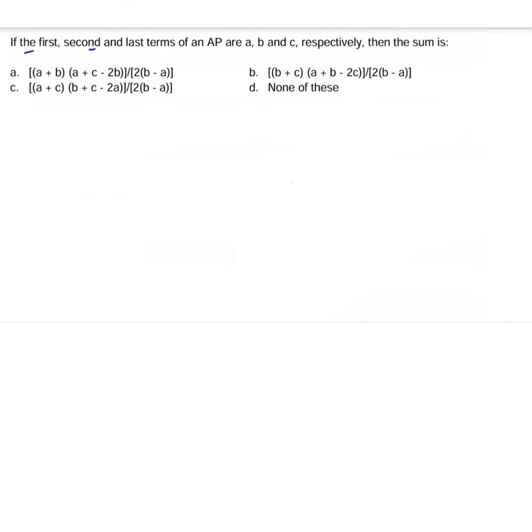If the first, second, and last term in an AP are given as A, B, and C respectively, then find the sum. So here the first term is A, and the second term is B. The second term minus the first term will be your common difference, that will be B minus A. Then the last term, an, is equal to C. They've given the last term is C.